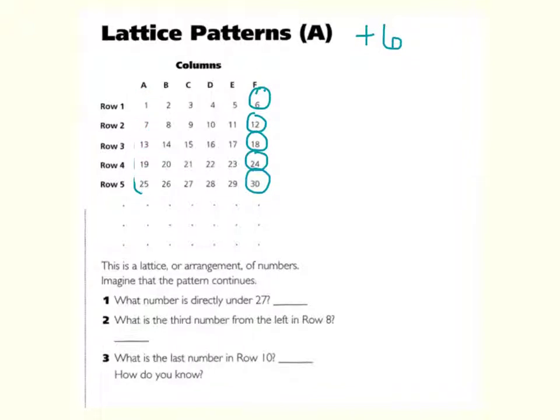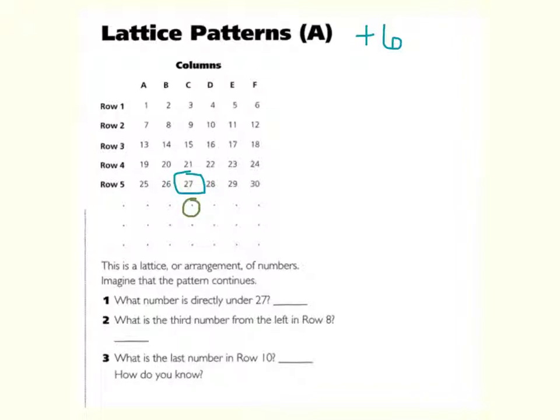The ellipsis at the bottom, or the dots, is just telling us that our pattern is continuing. And that's what the questions are asking us to figure out. It is asking us to continue the pattern. Question number 1 says, what number is directly under 27? So if we find the number 27 here, we need to figure out what number is directly below it.